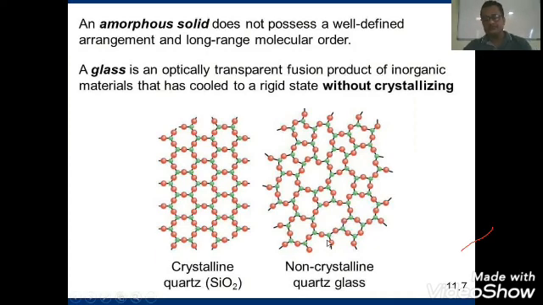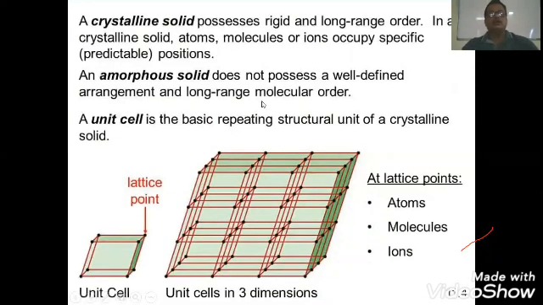Is it clear? Now, a crystalline solid possesses rigid and long-range order. In a crystalline solid, atoms, molecules or ions occupy specific positions. So an amorphous solid does not possess a well-defined arrangement and long-range molecular order. Now what is a space lattice?